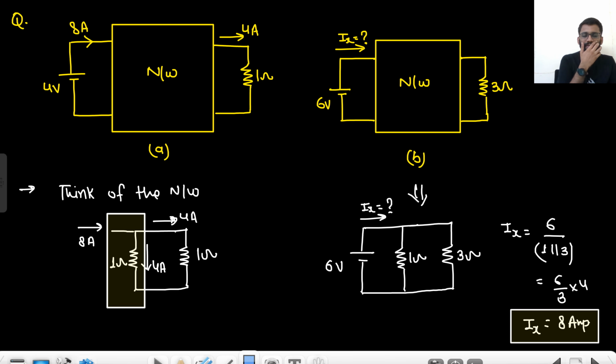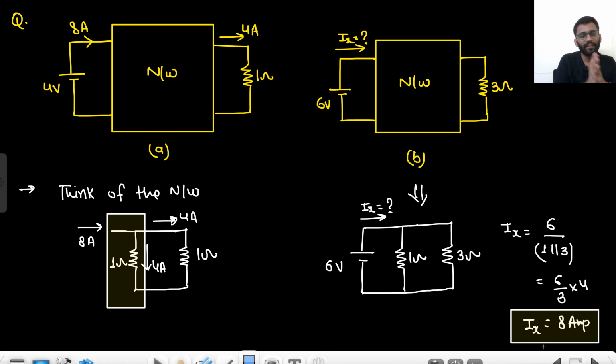Okay, so that's it about the reciprocity theorem. No other question is left. If there are any other questions left, we will see in the assignment. Okay, so I hope you have understood the concept. Whenever you see a different circuit and you are asked to find some current in the other circuit, you will think of multiple options.